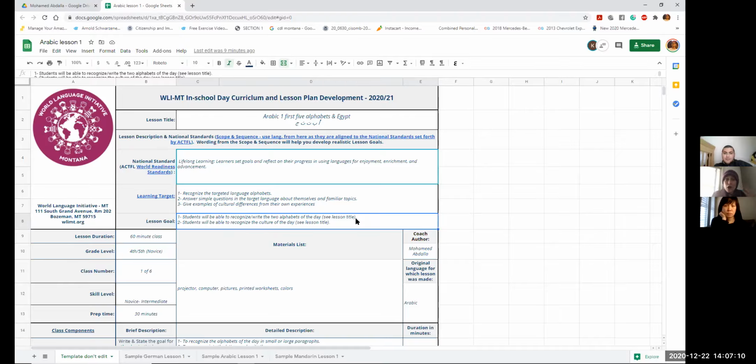Like, look, Mohammed made this awesome lesson that is getting the kids to speak a little bit of Arabic. And they're also learning about Egypt, where he's from and where he's passionate about, right? So it's really all about what the district is going to be happy with if we're writing with them in full sentences. Does that make sense?